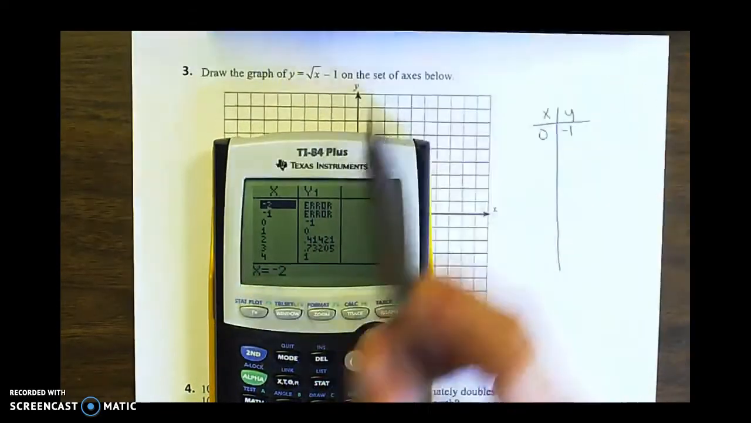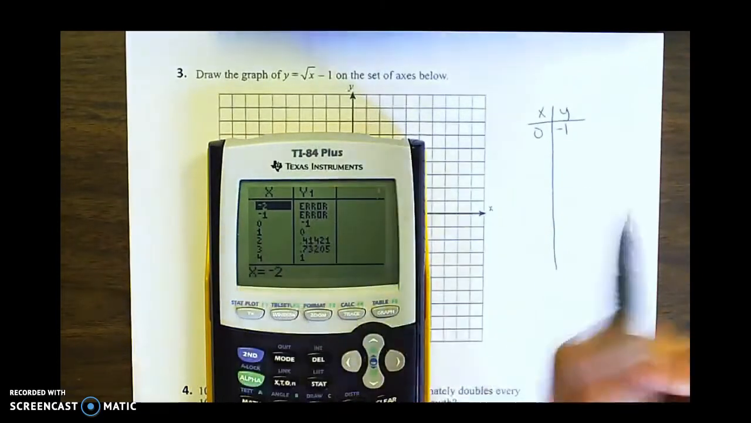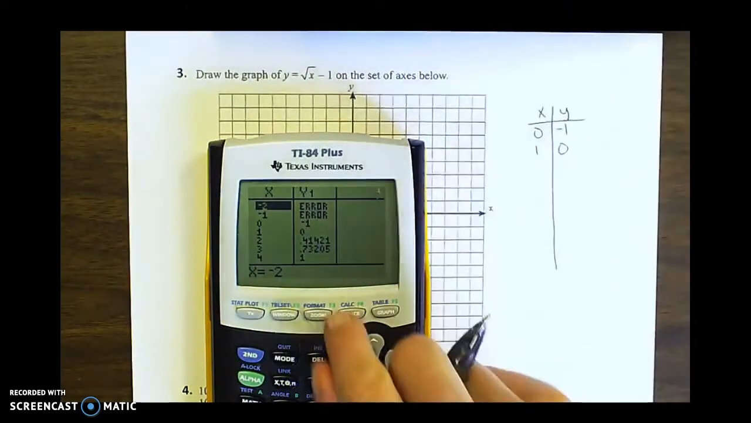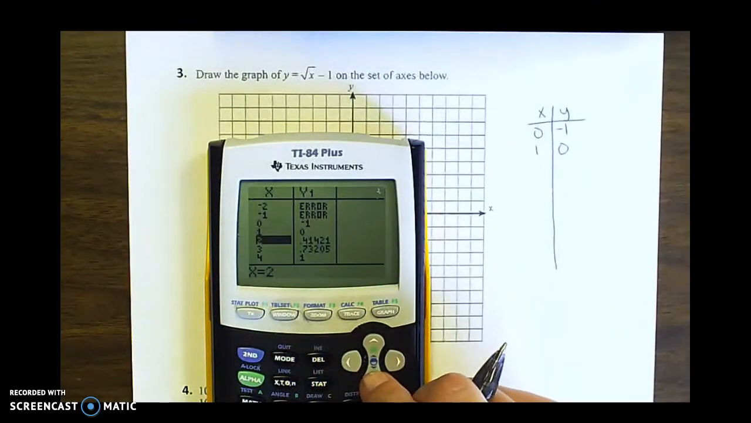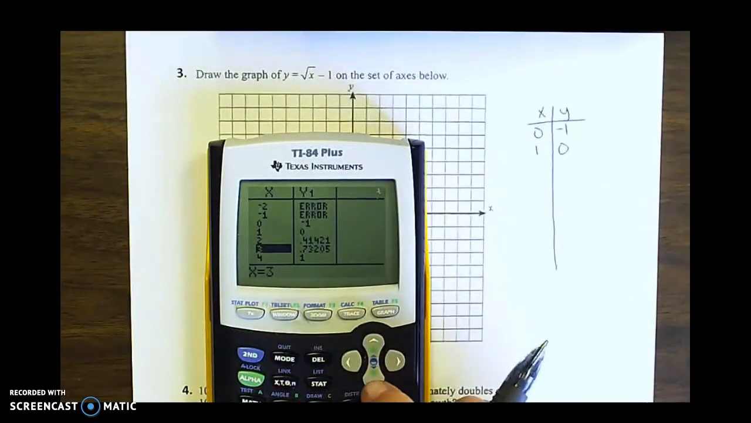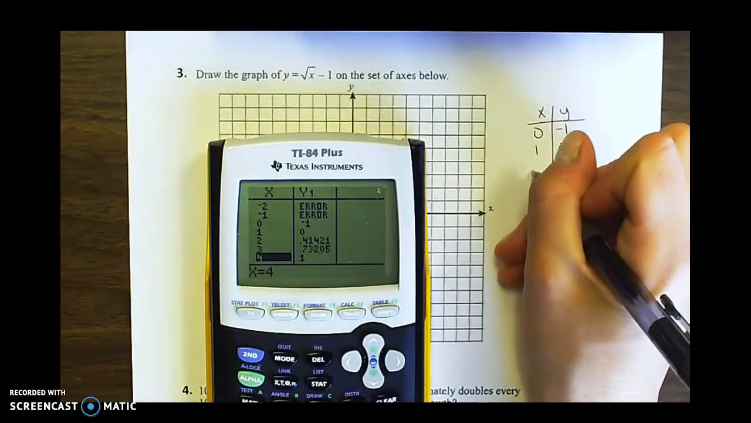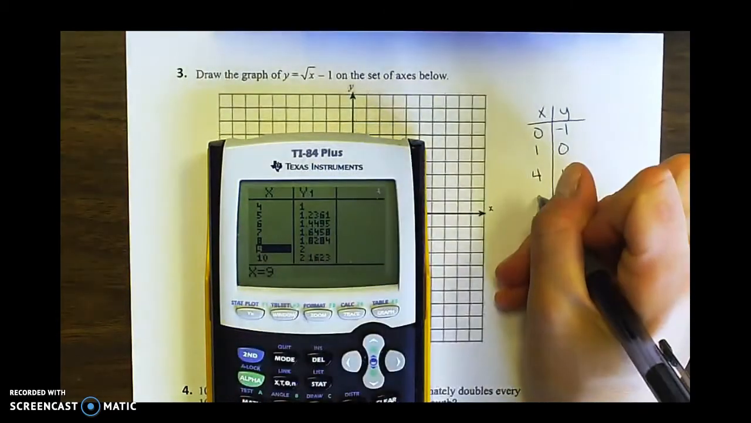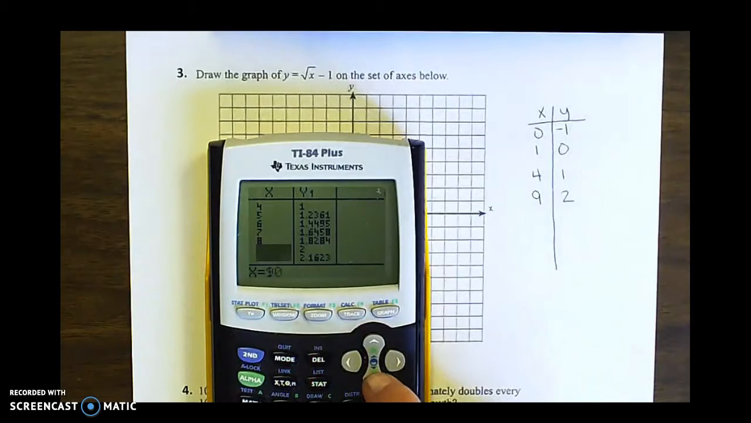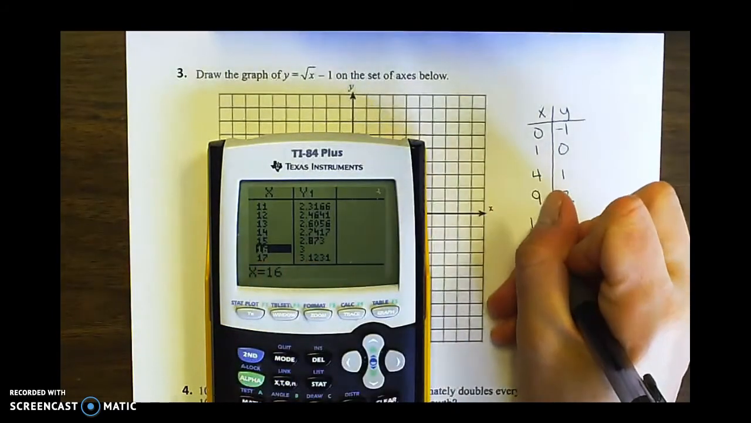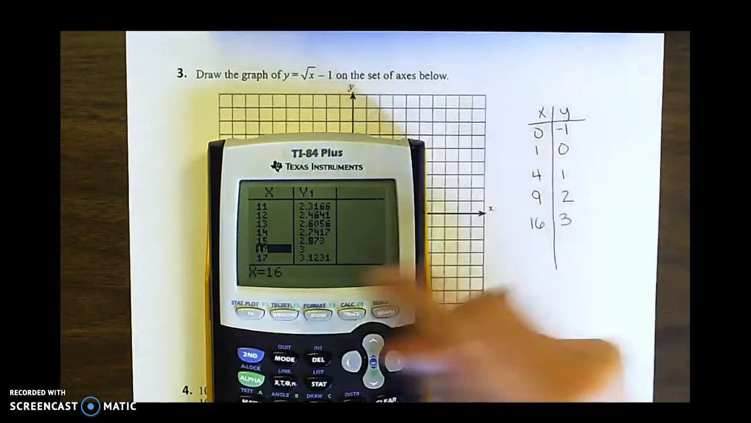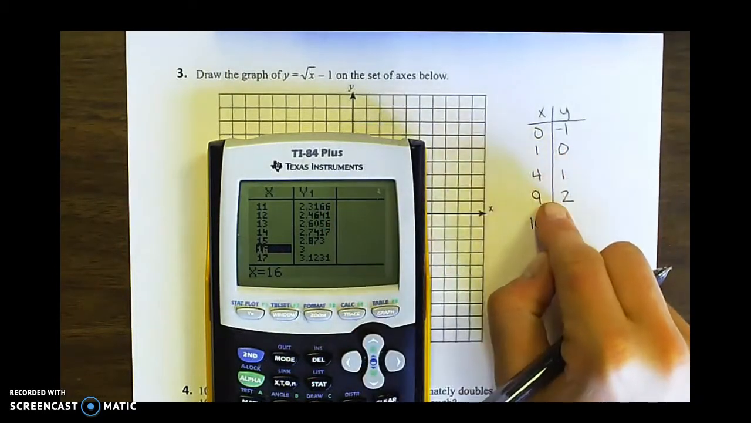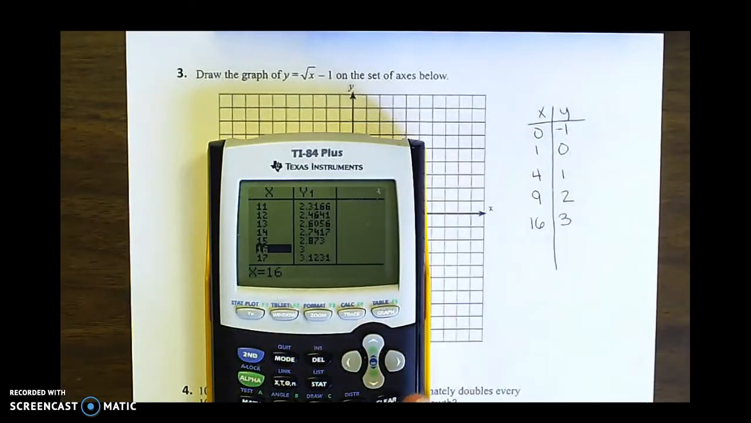Now I'm going to look for just my whole numbers. So let's see, we have 1 and 0. I'm going to skip 2 and 3 because those are irrational numbers. So I get integer values here for 4 and 1. We can be a little choosy on the points that we use. There we go, so 9 is 2. And if I keep going, there we go, 16 and 3. So we don't have to use every point in the table. We can pick out the points that we want to use so that it's easy to graph.